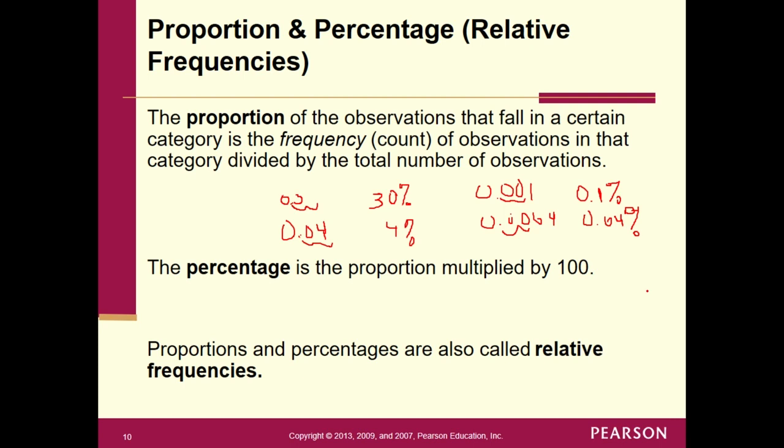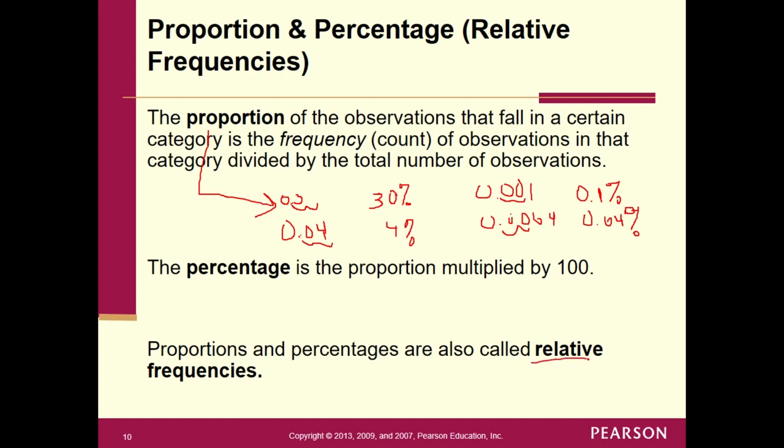Now proportions and percentages are also called relative frequencies, and that's what can be frustrating about this. When you are doing your homework, and WebAssign says, "Give me a proportion," they want a decimal. Proportions are decimals, and that's what they're expecting there. Could you put it as a fraction? True, but that's hard to put into a homework platform like WebAssign. So when they ask for a proportion, just think we want a decimal, and percentages are obviously percentages.